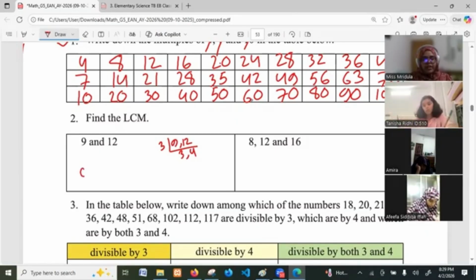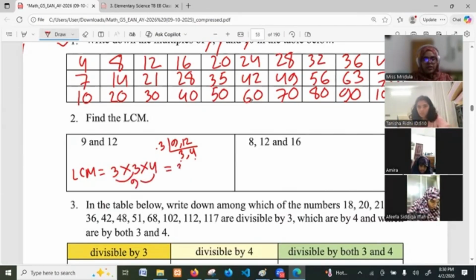So now to find out the LCM. As we are doing the LCM, we will multiply all the outer numbers. 3, 3, 4. So 3 3s are 9, 9 4s are 36. Okay, so the LCM is 36.